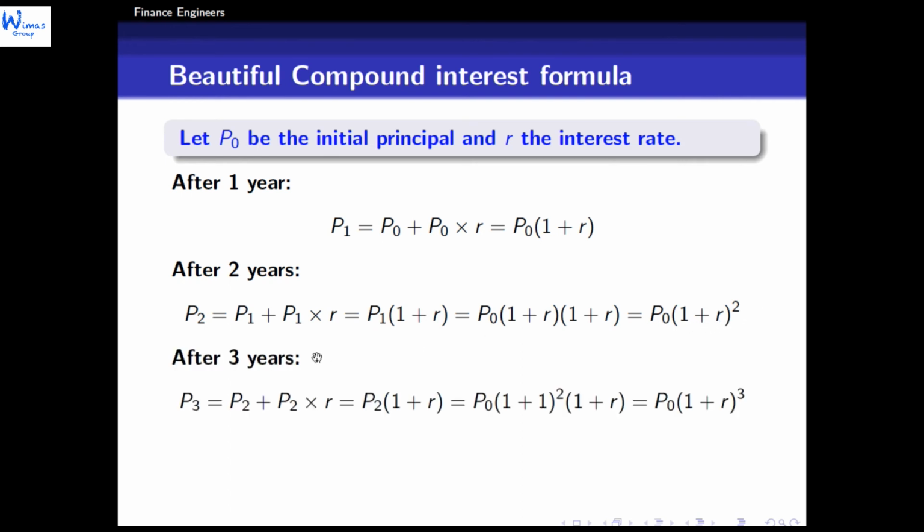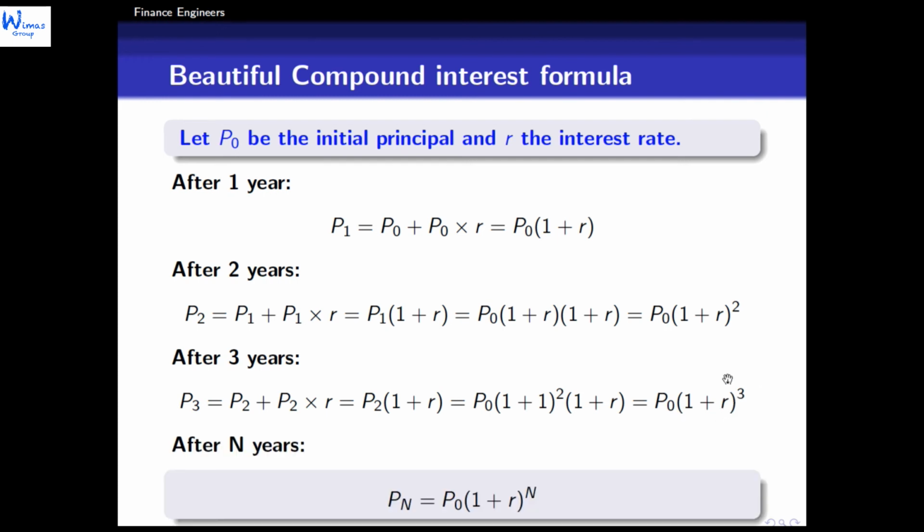After 3 years, we do the same. P3 is P2 plus P2 times interest rate, or simply P2 times 1 plus interest rate. And we know what P2 is, because after 2 years we have seen that P2 is equal to this one. So we can plug it here. This is a mistake here, it should be R. 1 plus R squared times 1 plus R is equal to P0 times 1 plus R cubed.